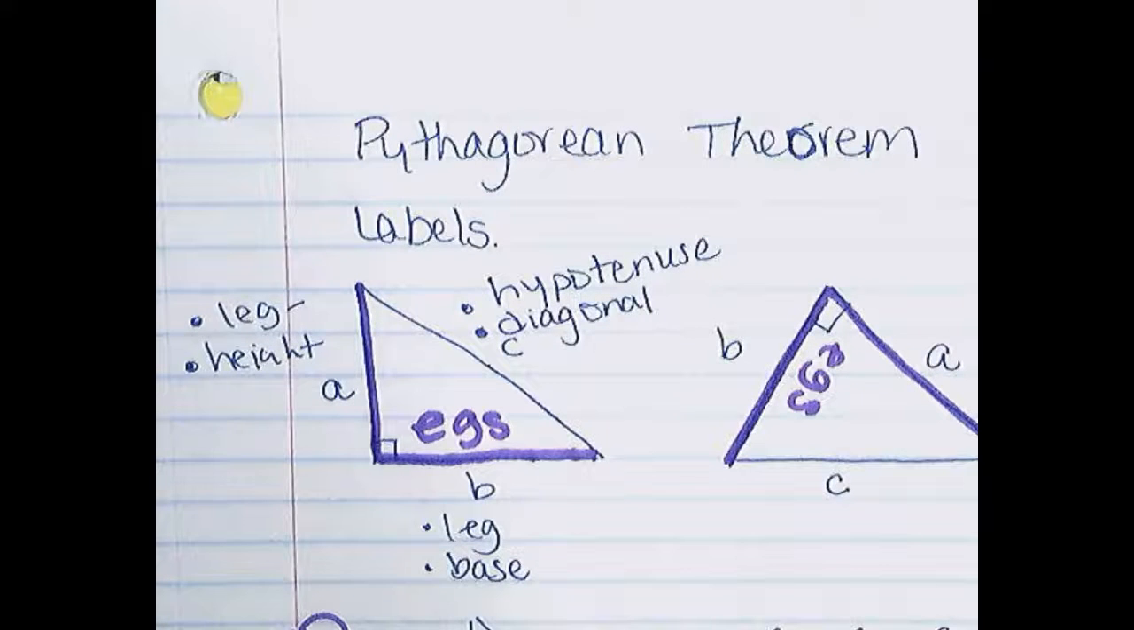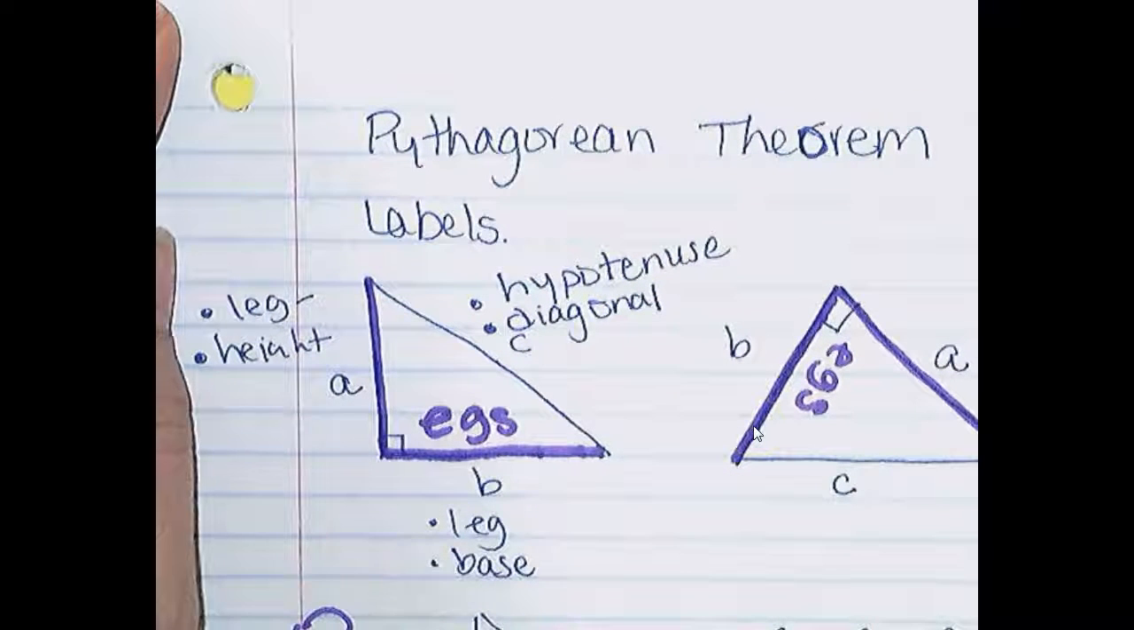Let's look at the Pythagorean theorem today. I have drawn you two right triangles, and I've labeled them. This right here is A, here's your B, and here's C. Now, this is your leg and your height. This is also a leg and a base, and this would be your diagonal and your hypotenuse. I've drawn it upside down, but it would still be the same.